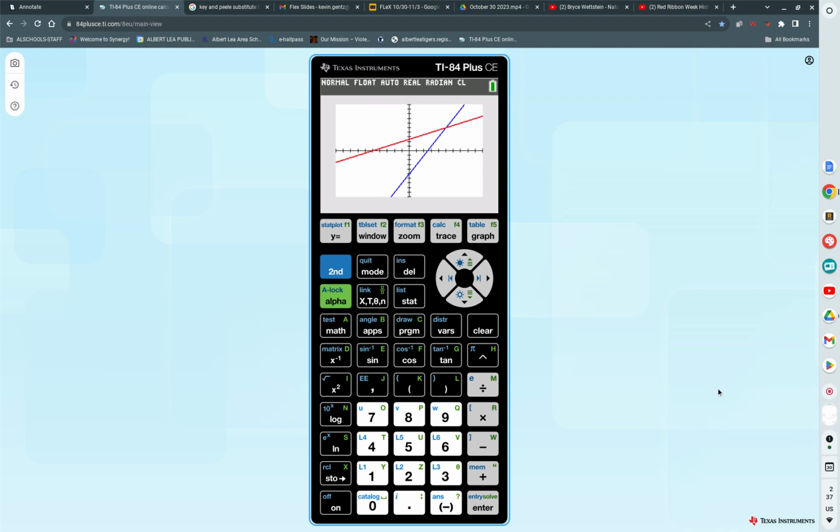Ooh, I like what I got. Here's something interesting. Notice the blue function has a y-intercept of -5. The red one has an x-intercept of -5. The blue one has an x-intercept of 2.5. The red one has a y-intercept of 2.5.